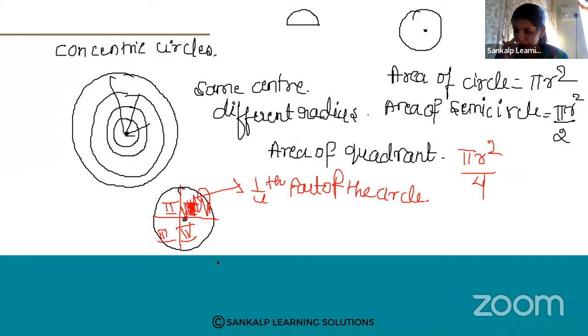So next comes semicircular protector perimeter. Protector means it is the perimeter only. See, this is a semicircle. So semicircular protector means, what is the circumference, the boundary length, of the semicircle?